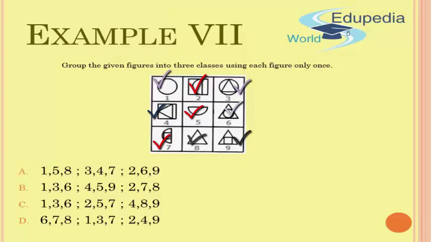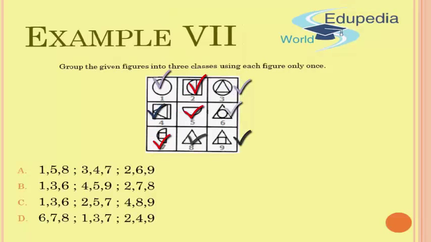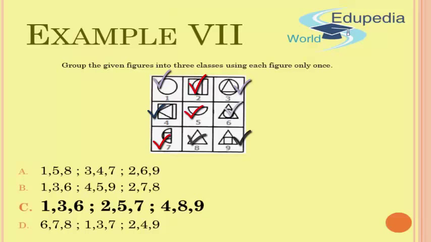So logically my answer should be 1, 3, 6 as one group, 2, 5, 7 as another group, and 4, 8, 9 as the third group. And that is going to be my answer. So I'll select option C and mark it as the correct answer choice.